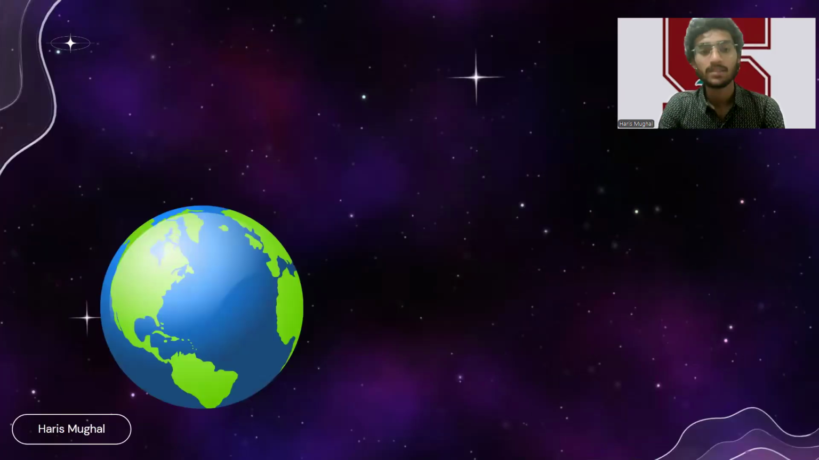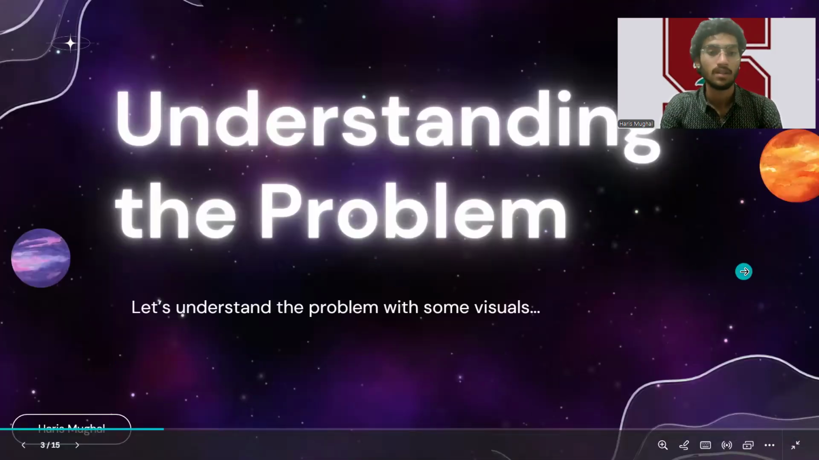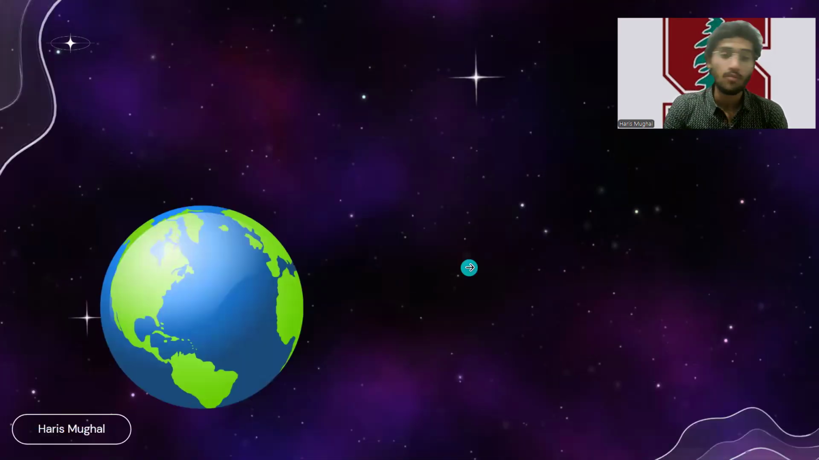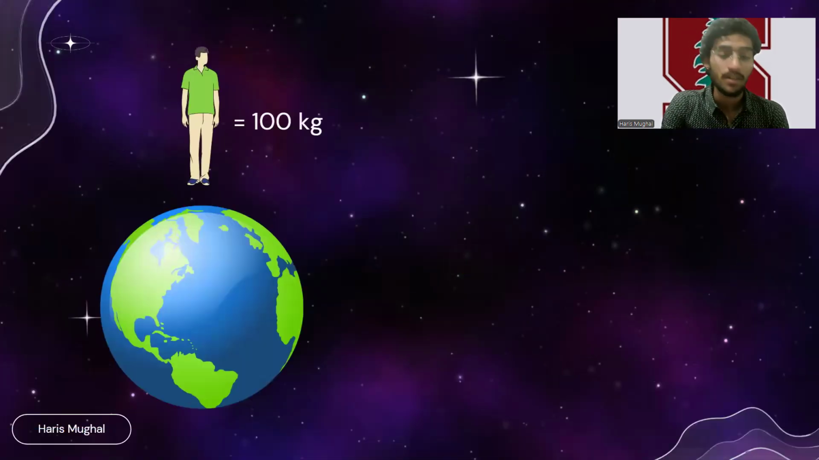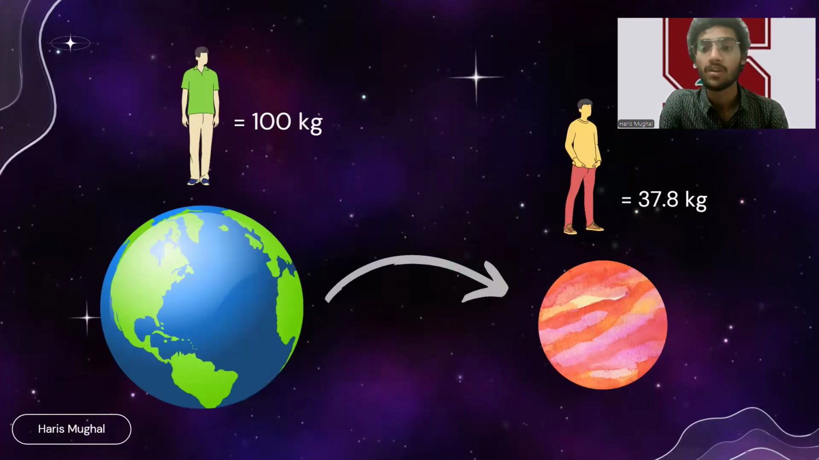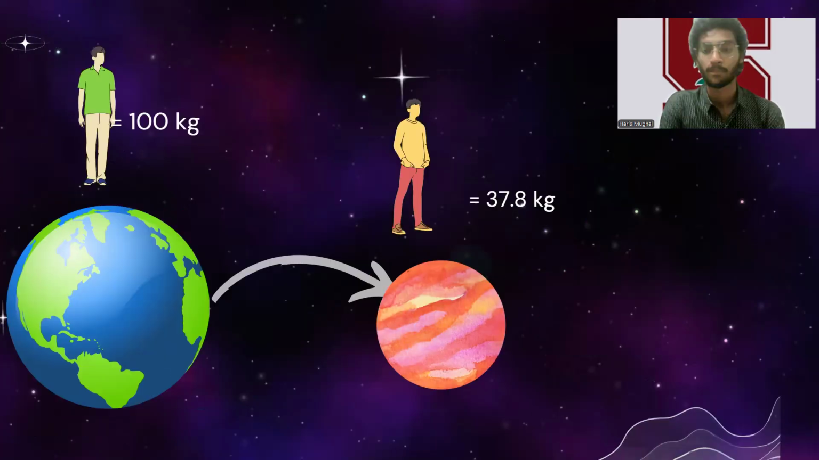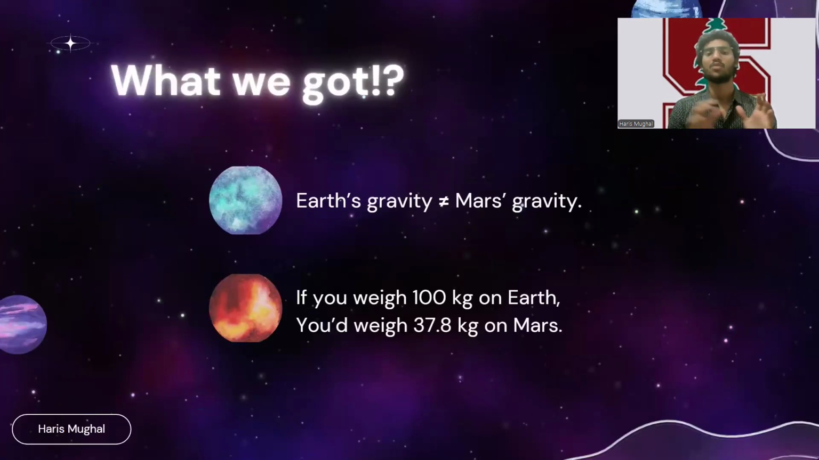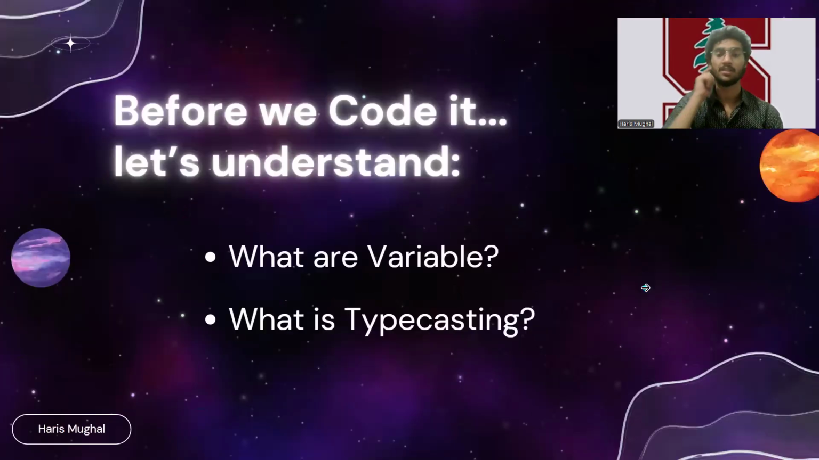As you can see, here is Earth, and someone on Earth whose weight is 100 kg goes to Mars, then the weight of the person will be 37.8 kg. So what we got is that Earth gravity is not equal to Mars gravity. If you weighed 100 kg on Earth, you would weigh 37.8 kg on Mars.